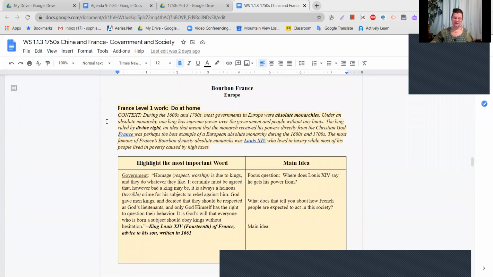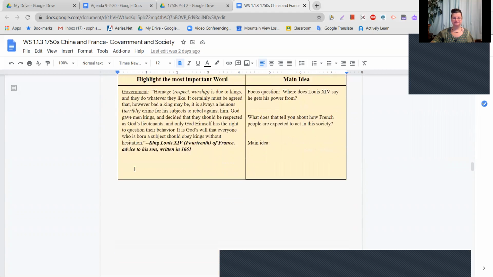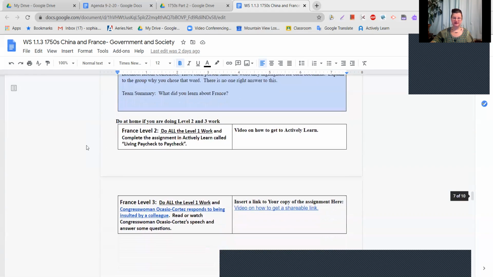The level 2 and 3 work for our section on France is also below the level 1 work. So if we go down here, you can see that we're connecting to the present in these two assignments. It's an opportunity to find out how the past relates to the present. And because of that, it's a little bit more abstract in thinking. Here, students can find out about social hierarchy here in the United States today and compare it to the situation in France in the 1700s. And then here's an opportunity to explore the echoes of patriarchy in the modern world.